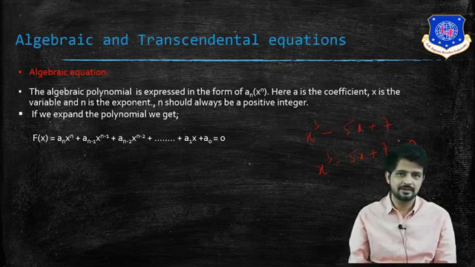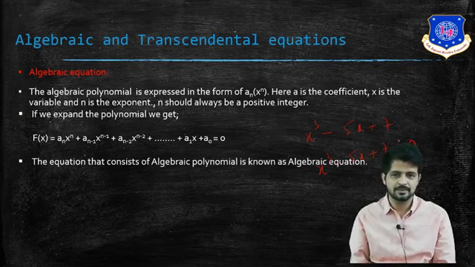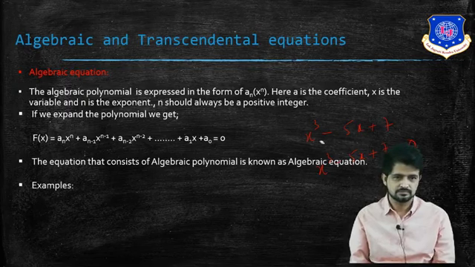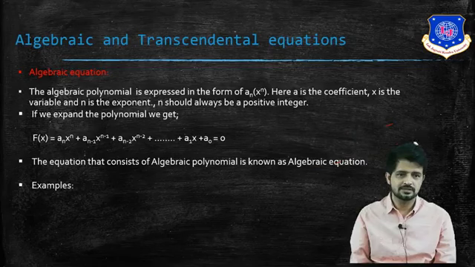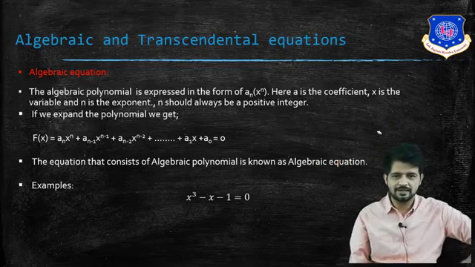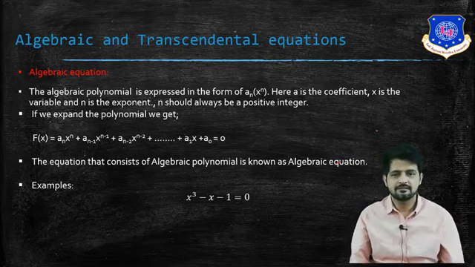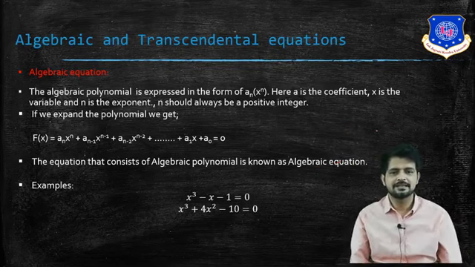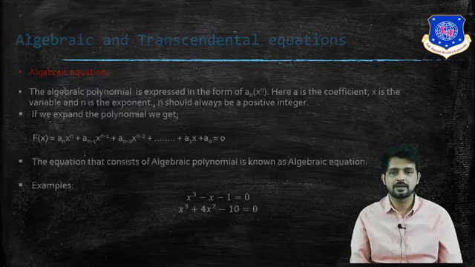So algebraic equation consists of algebraic polynomial. These are the few examples of that. x cube minus x minus 1 equals to 0, then x cube plus 4x square minus 10 equals to 0. So these are some of the examples of algebraic equation.